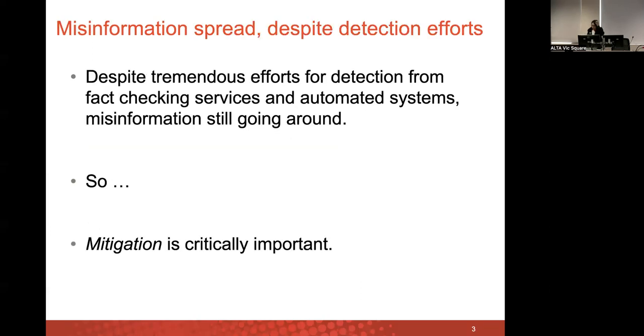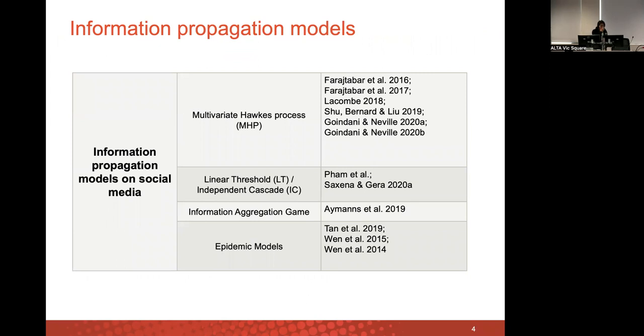So we can counter the negative effect of misinformation at an individual level. Okay, so as I said, to motivate the problem, despite tremendous efforts for detection from fact-checking services by journalists or from automated systems, misinformation is still going around. And that's the fact we're facing. So what we say here is that mitigation is critically important. Before we talk about the strategies to mitigate misinformation, we need to first look at information propagation models. This has been studied for a long time in the area of studying social influence on social networks and information diffusion models on social networks. What I have listed there are a few categories of different information diffusion models.